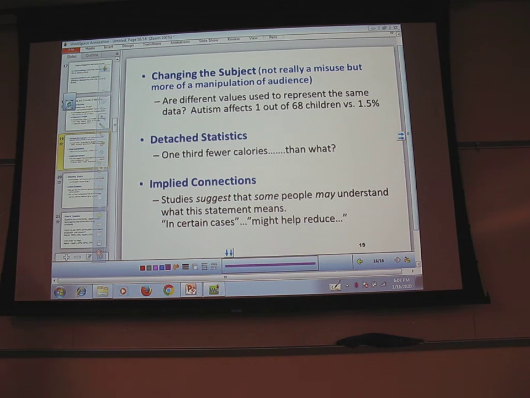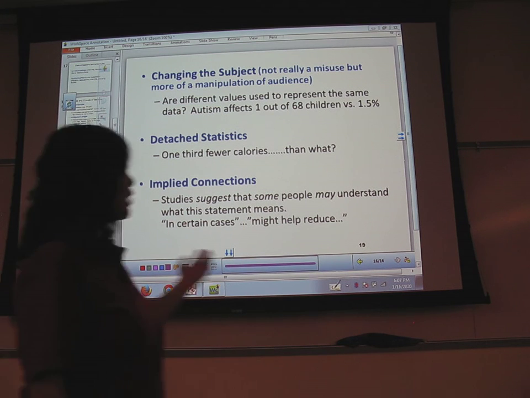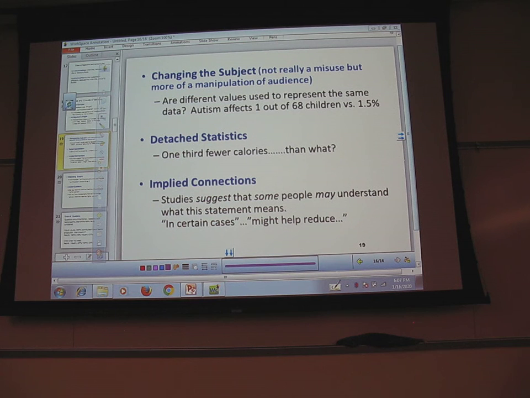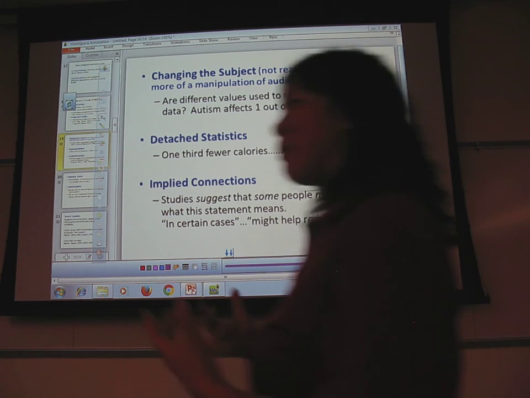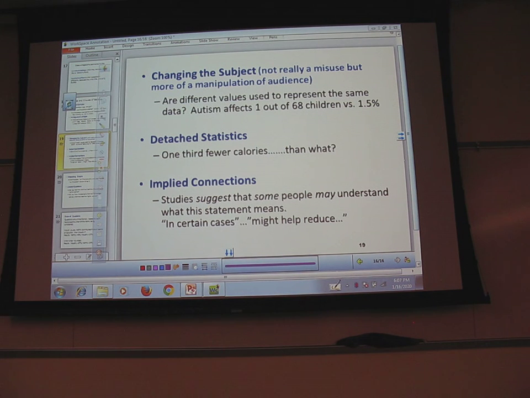Another one is detached statistics. One-third fewer calories. Then what? A chocolate cake? They don't say, right? Sometimes they do, but if they don't, then it's really hard to say. Implied connections. Some studies suggest that some people may understand what the statement means. In most cases, might help reduce, might, right? So eating a bar of chocolate every day may help you lose weight. Because out of 50 people, one person who ate a bar of chocolate a day lost weight. The other 49 gained 10 pounds, but that one person lost weight, right? So it may help you lose weight. Those are all non-binding words, right? They're non-factual, you can't hold them to anything. So just be careful of words like that.